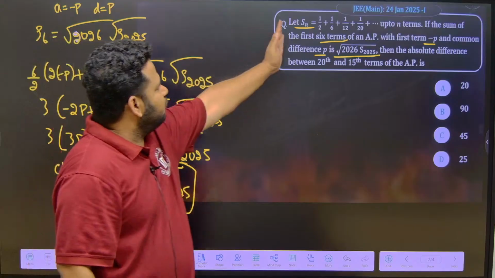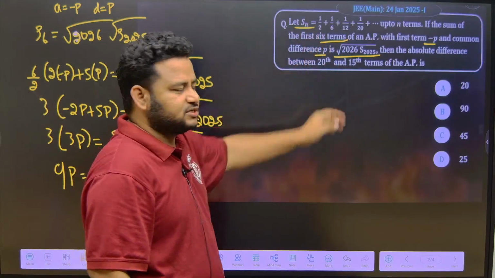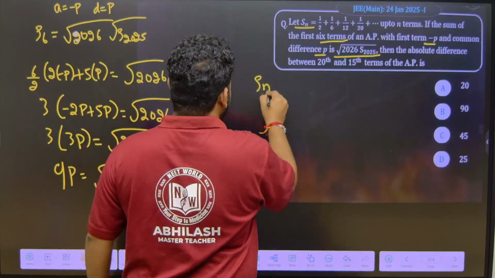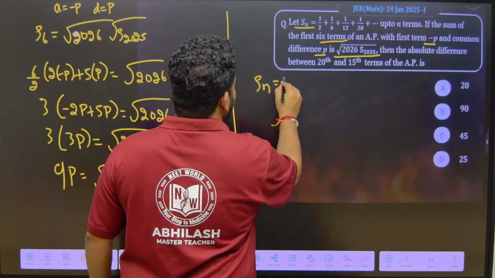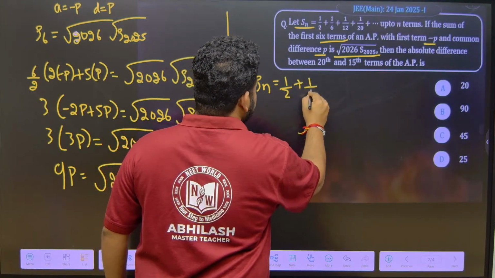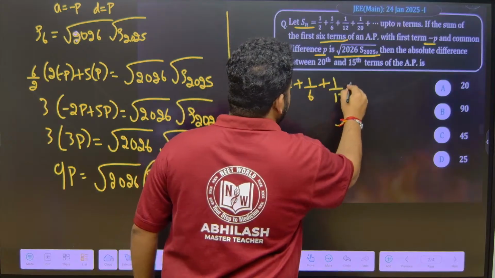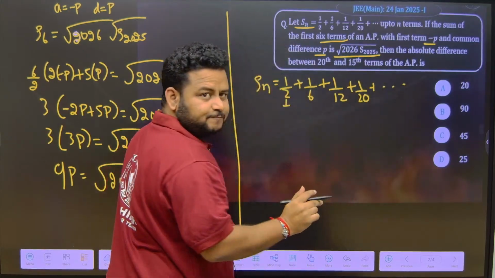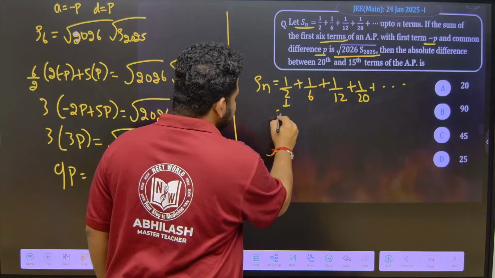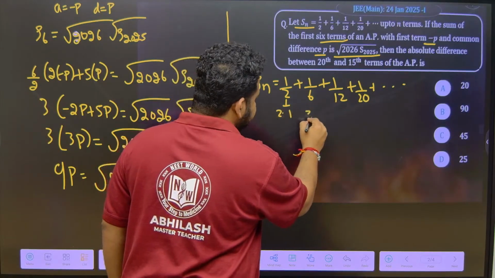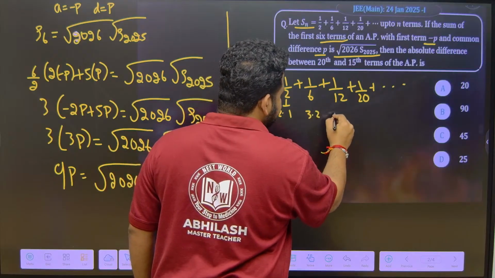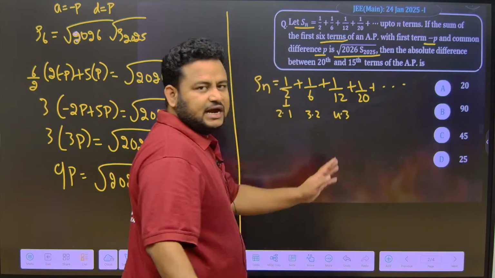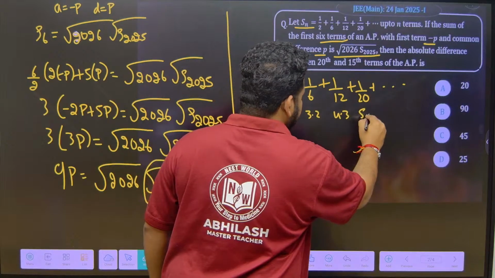From this, what were they given? They were given Sn is equal to something. See here, Sn is equal to 1 by 2 plus 1 by 6 plus 1 by 12 plus 1 by 20 up to n terms. So see here, this 2 can be written as 2 into 1, 6 can be written as 3 into 2, and similarly 12 can be written as 4 into 3. And 20 can be written as what? 5 into 4, and so on.